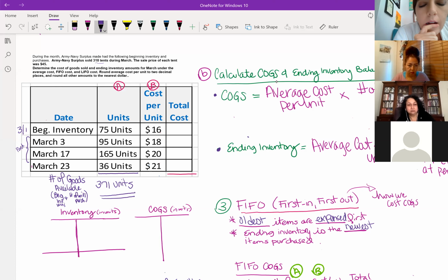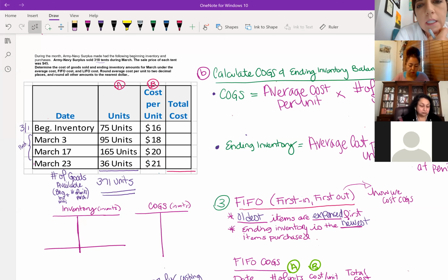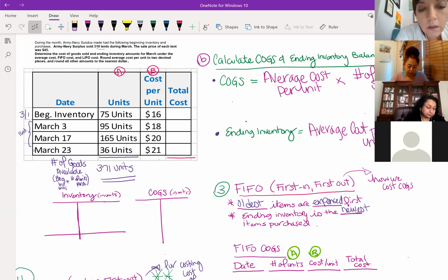The next thing that we want to determine is either going to be the number of units in ending inventory, or it's going to be the number of units sold during the period. Depending on what happens or what was given to you will determine what you need to calculate. So we have the number of goods available. From this, we know that some of them are going to be sold and expensed as cost of goods sold. Some of those units are still going to be available next period.